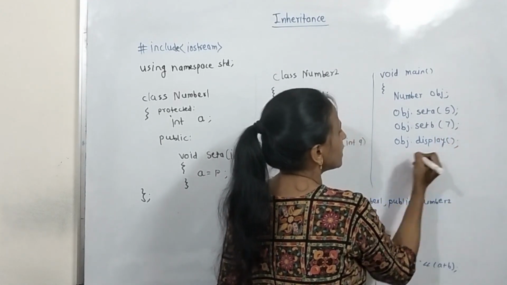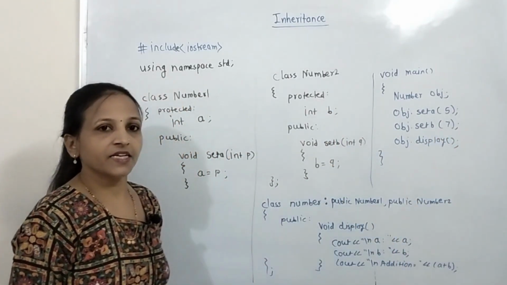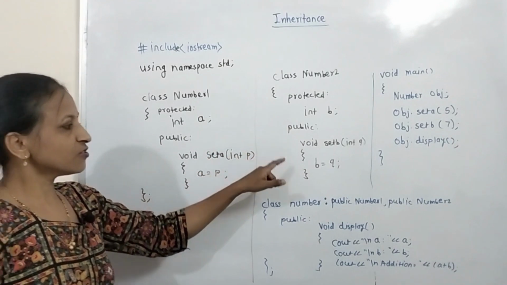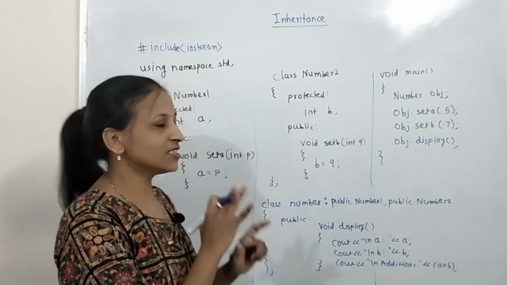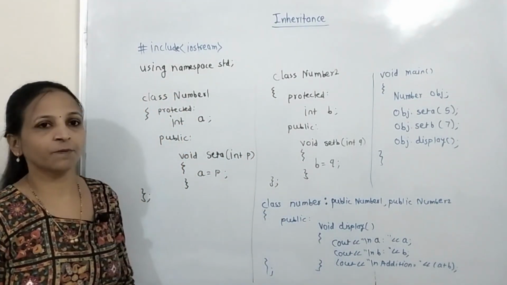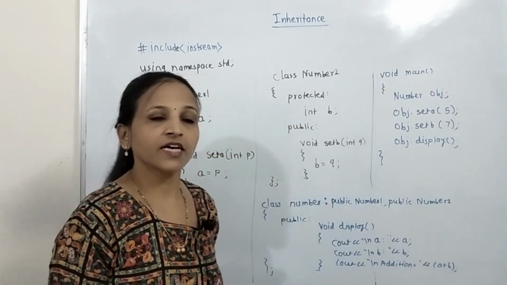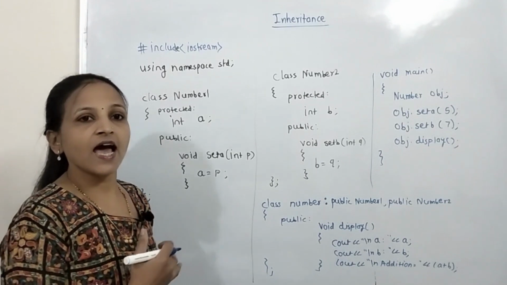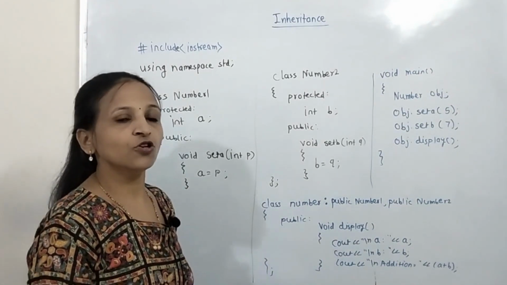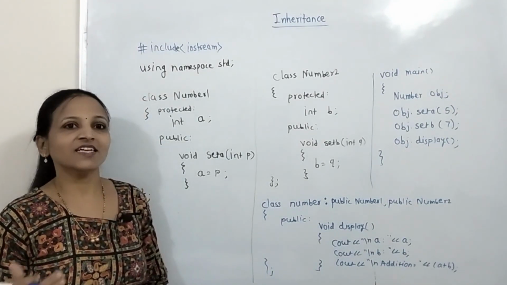Now this is nothing but multiple inheritance, which means from more than one class we are creating one derived class. This is a very easy example. Just keep this in mind. Now ambiguity may occur in the case of multiple inheritance and in single inheritance also. That part I am going to explain in the next session.